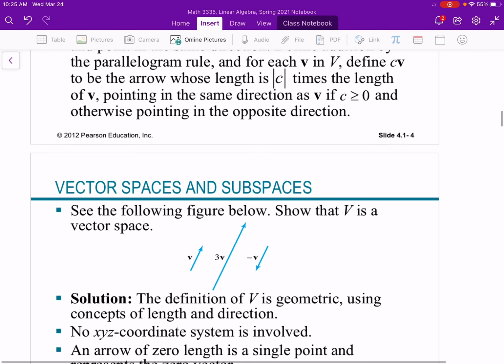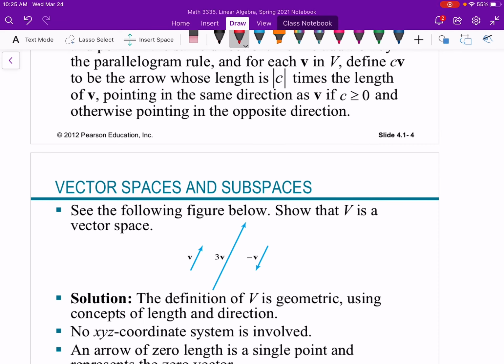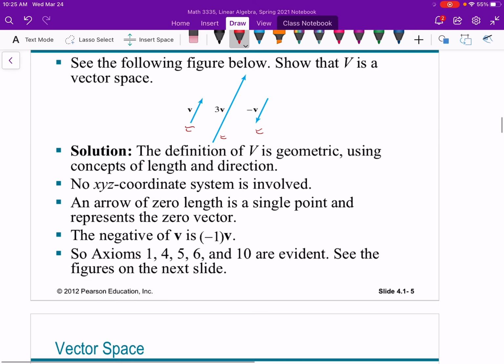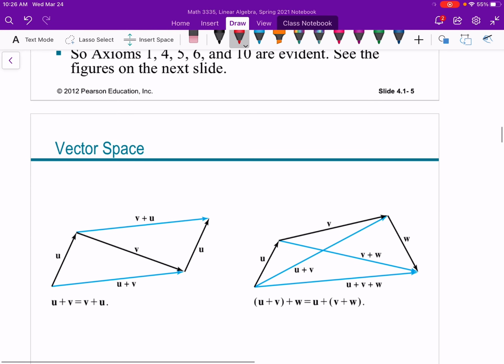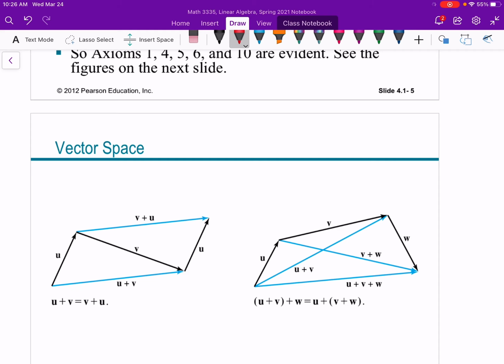So if you have an arrow v, 3v is simply 3 times the same direction. Negative v simply reverses the direction. And this is in 3 dimensions. This satisfies all the axioms. You can go verify that. Following the adding and subtracting associated properties, they all follow that.